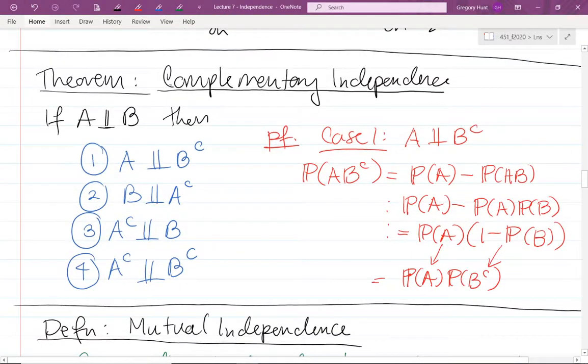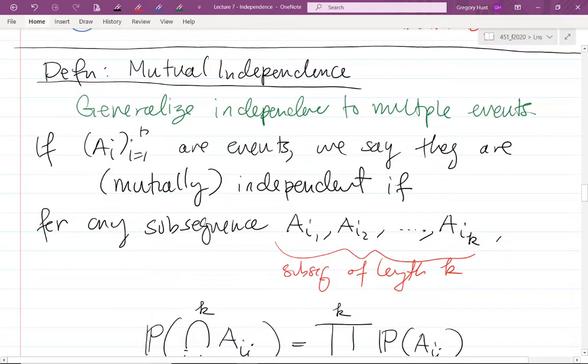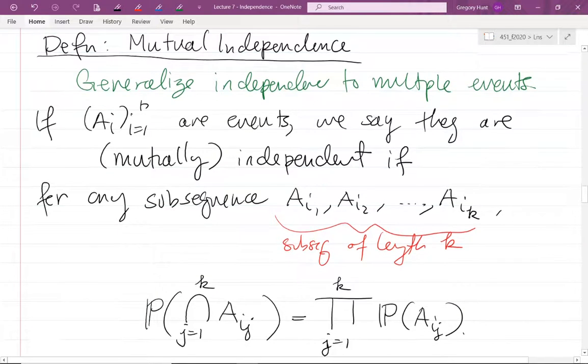We talked about a theorem about complementary independence, saying we can take complements and that doesn't change whether or not events are independent. And then we generalized to a definition of mutual independence. Mutual independence says that every subset of a set of events must be independent. The idea being that if I have a set of mutually independent events, they respect the product rule, and if I remove any of them, the set is still independent.